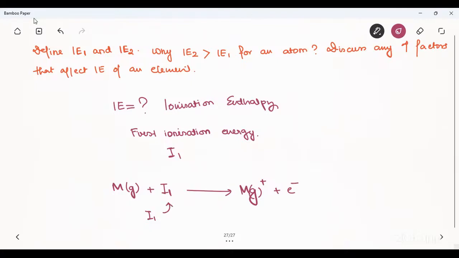Okay. And the second part of the question is, why is I2 greater than I1? The energy which is required to remove another electron from the unipositive ion, that is the second ionization energy. It is represented as I2, like M+ in the gaseous state plus I2 gives M2+ plus an electron. So this is I2.